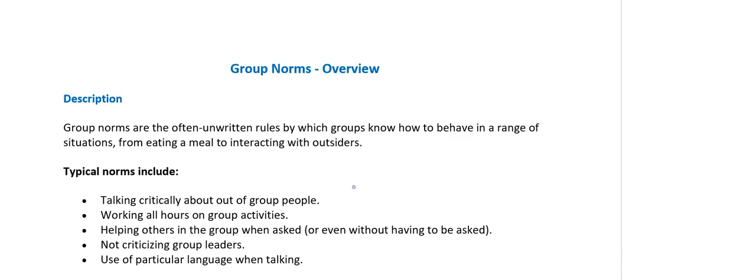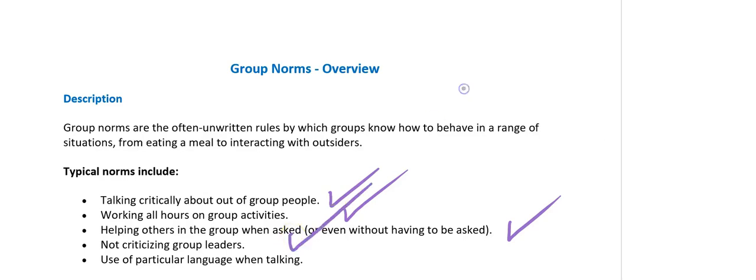When we think about typical norms, sometimes we think about things like, do we talk critically about people who are not in the group, either in the moment about group members or about people who are not in it at all? In other words, do we talk critically about people, bash people, that kind of thing? Do we work all hours on group activities? In other words, is there a work ethic there that takes us sometimes into the late hours working on something, or is there a different kind of norm? Are we helping others in the group when asked, or even when we're not asked? In other words, is there a proactive, support-each-other kind of culture within the group that we see the norms supporting, or is it something that doesn't exist?